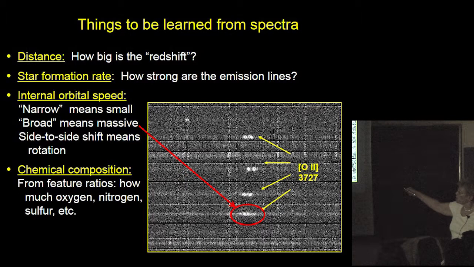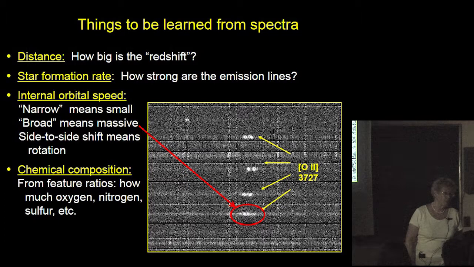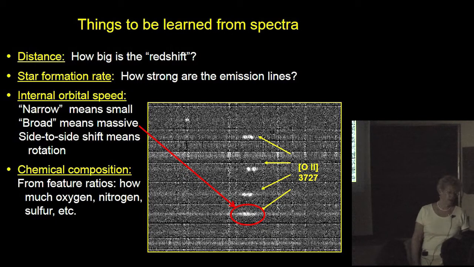We can also measure the widths of these lines, which tells us how fast gas is moving, the internal orbital speed. And finally, from the brightness of these features in different elements, we can measure the chemical composition. So it's quite amazing. Looking back billions of years in time, we can measure many, many things about these galaxies.